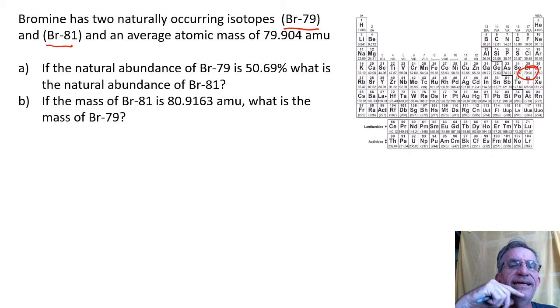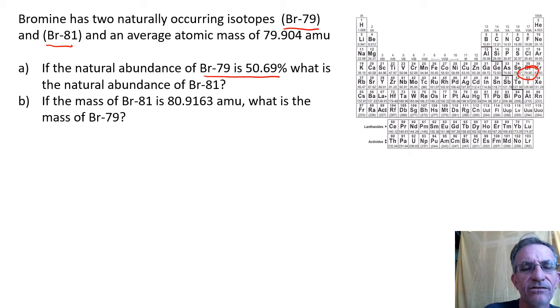Okay, so bromine has two naturally occurring isotopes. There's two types of bromine, and the average weight of bromine is 79.904. On average, that's the weight. So let's see what they want me to do in this question. It says, with that information, if the natural abundance of bromine 79 is 50.69%, what is the abundance of bromine 81 in the world? We're doing something a little bit different in this question.